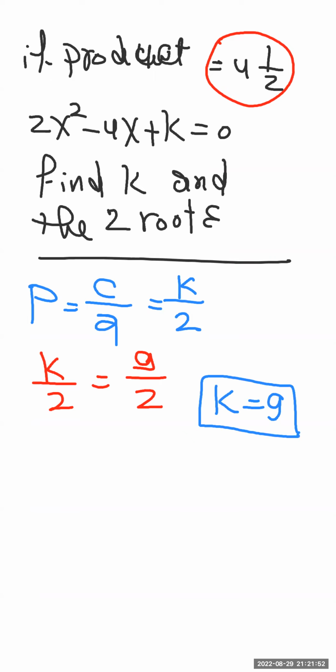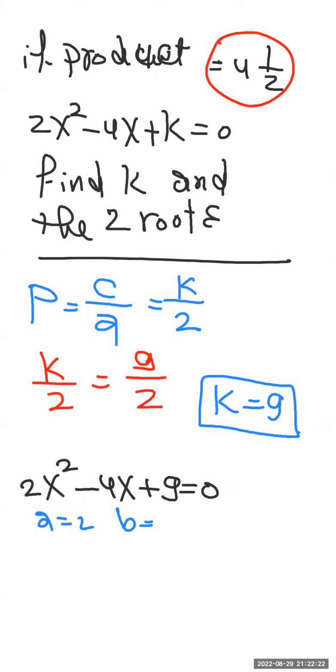Now I'm going to write down the equation after substituting the value of k. The equation will become 2x squared minus 4x plus 9 equals 0. If you try to factorize this one, it's not factorizable. So I'm going to use the general formula directly, not to waste time. So a equals 2, b equals negative 4, c equals 9. Then the two roots x will equal negative b plus or minus square root of b squared minus 4ac over 2a.